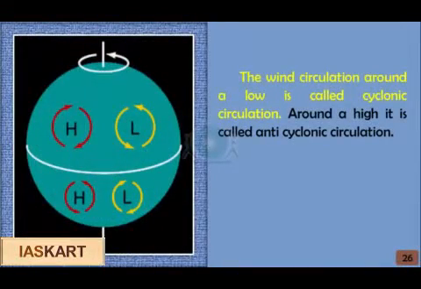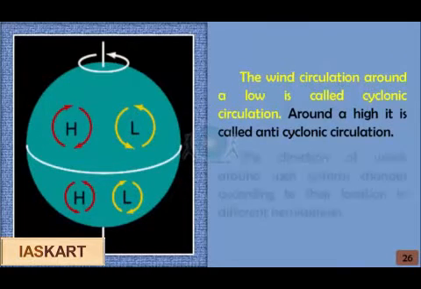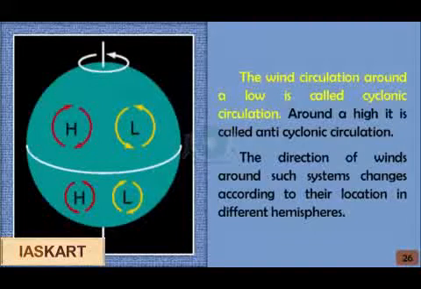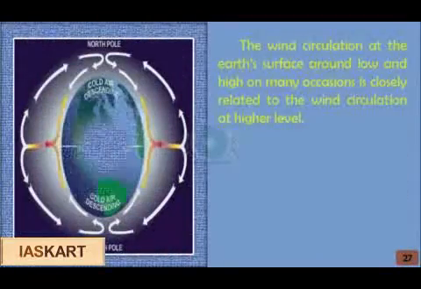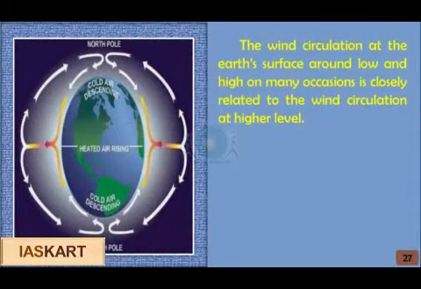The wind circulation around a low is called cyclonic circulation. Around a high, it is called anticyclonic circulation. The direction of winds around such systems changes according to their location in different hemispheres. The wind circulation at the Earth's surface, around low and high on many occasions, is closely related to the wind circulation at higher level.